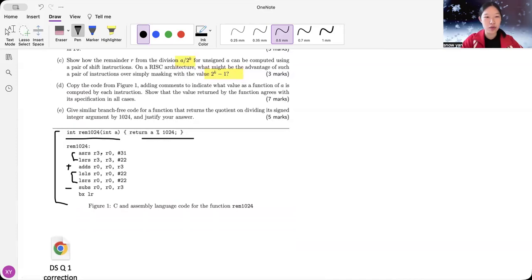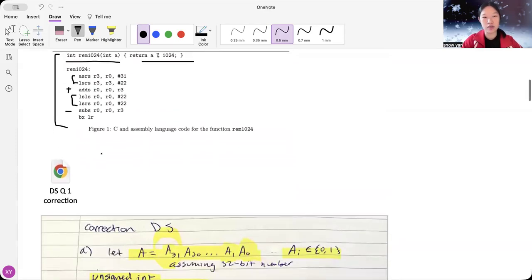And then in part E, we have: give similar branch-free code for a function that returns the quotient on dividing its signed integer argument by 1024 and justify your answer.